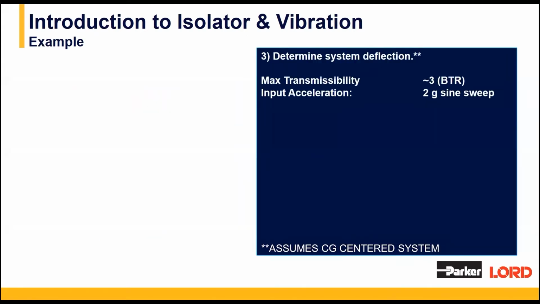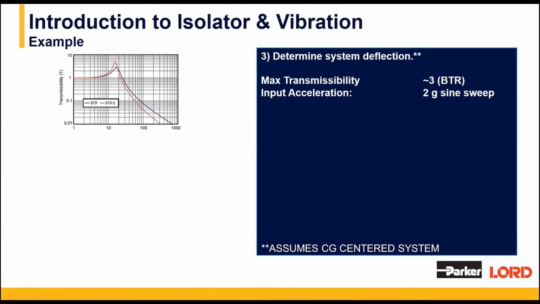Now the third step. We're going to determine the deflection of the system. Again, we're assuming this is a CG-centered system. We estimate the maximum transmissibility of our BTR silicone to be 3, which we find from the graphs in our catalog. And our input acceleration is a 2g sine sweep.